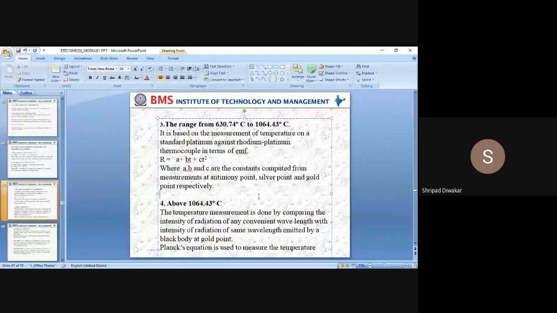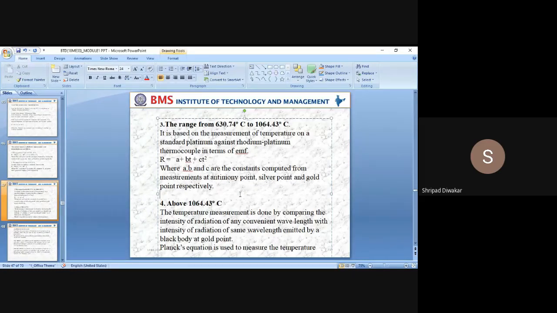You remember antimony point, silver point, gold point, etc. are the standard values assigned in the international temperature scale. Next, above 1064.43 degrees Celsius, we have a device called a radiation pyrometer. The pyrometer is used to measure temperature above 1000 degrees Celsius, and the intensity of radiation is the thermometric property in the system.